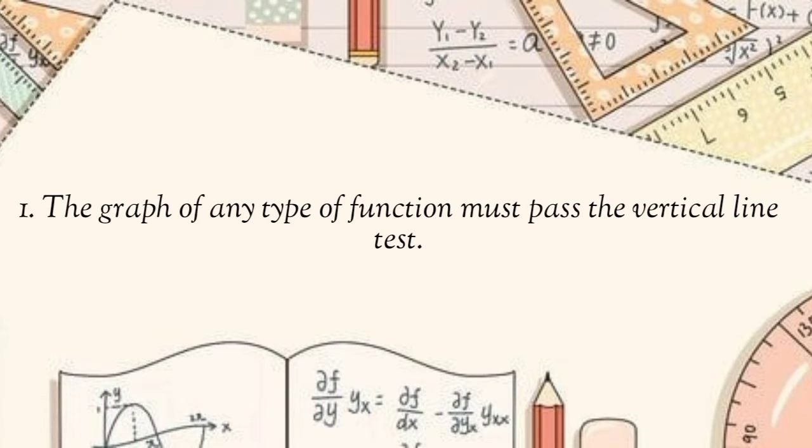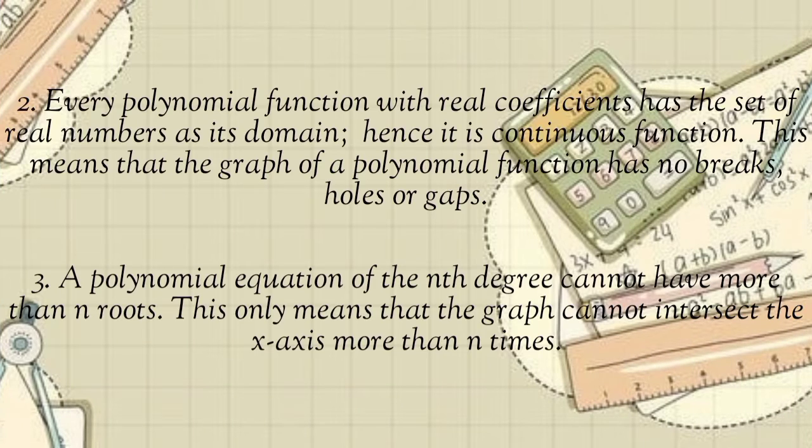Number 1. The graph of any type of function must pass the vertical line test. Number 2. Every polynomial function with real coefficients has the set of real numbers as its domain, hence it is a continuous function. This means that the graph of a polynomial function does not have breaks, holes or gaps. Number 3. A polynomial equation of the nth degree cannot have more than n roots. This only means that the graph cannot intersect the x-axis more than n times.